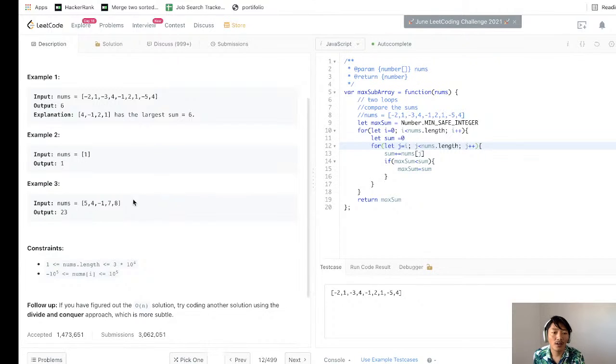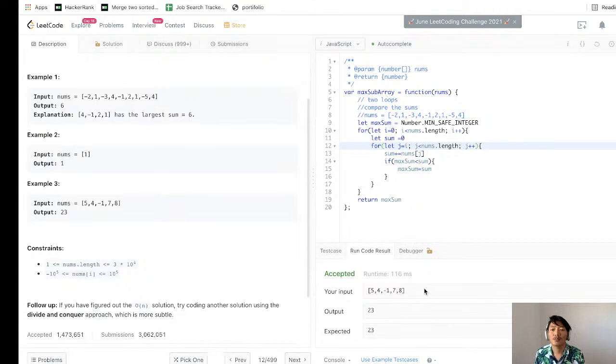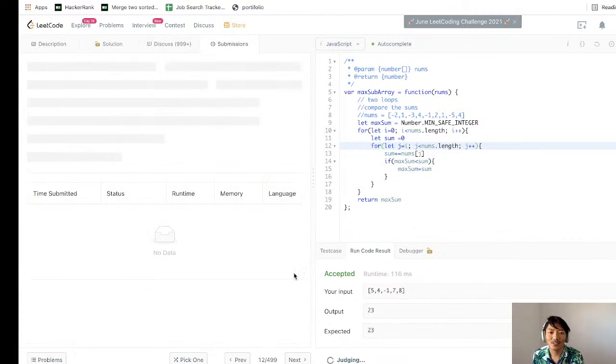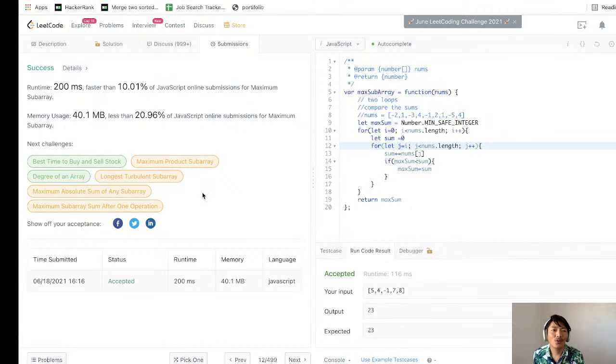So what if I introduce this guy to here? Will it act the same? Okay, so let's check. So this will say, oh, really? Runtime of 200 milliseconds, faster than 10% of JavaScript submissions for maximum.